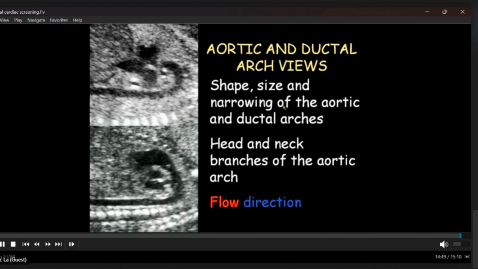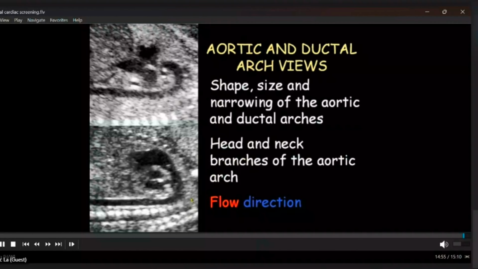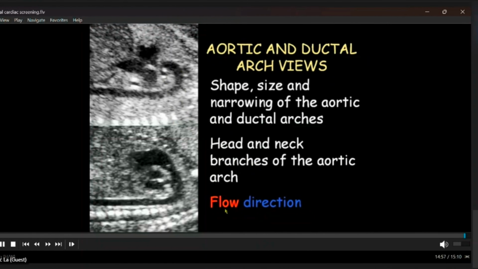The two arches, we look at the shape, size, narrowing of the ductal or aortic arch. We look at the head and neck vessels, and most important thing, we look at the flow direction. Make sure that they are not opposite in color, that they are having the same color.